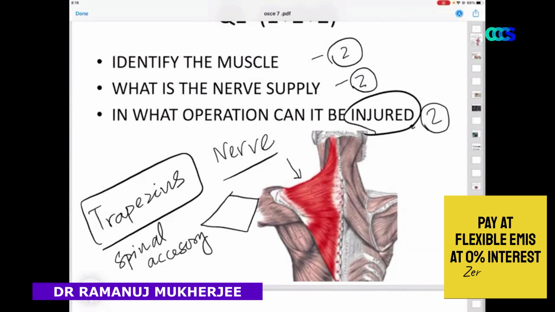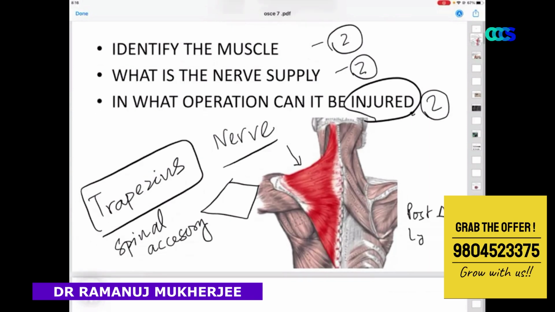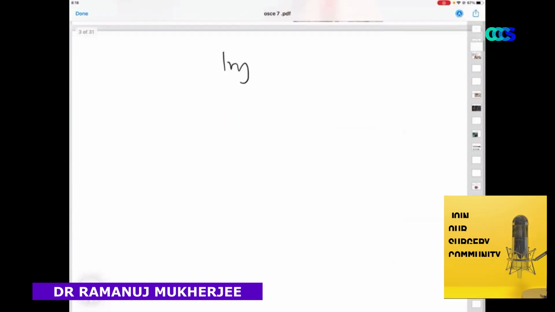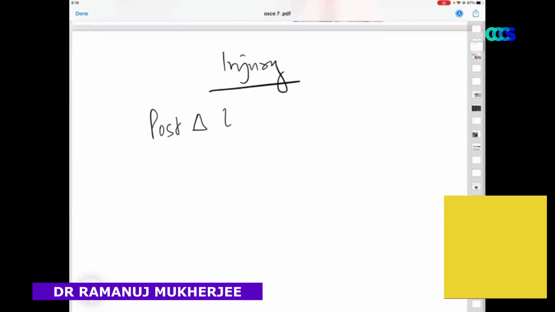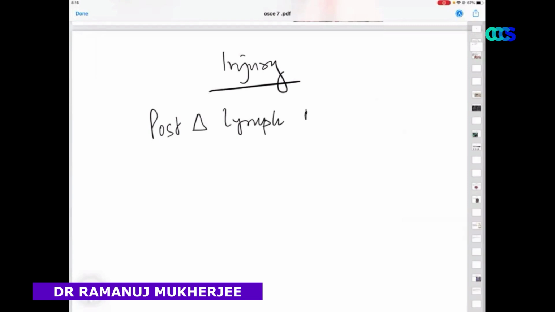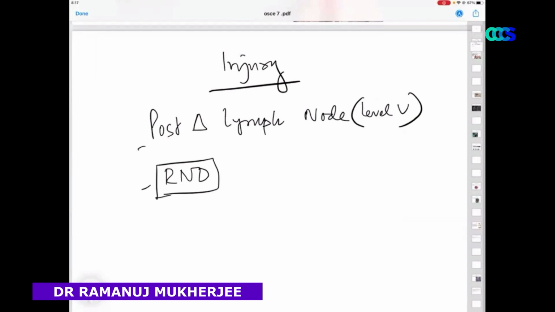The simple thing is that starting from a posterior triangle lymph node biopsy, if you are thinking about an injury, it can be injured in a posterior triangle lymph node biopsy at level 5. It is sacrificed as part of the procedure in a radical neck dissection. And if you have mentioned neck dissection, radical neck dissection, modified radical neck dissection, you have to mention what that is.